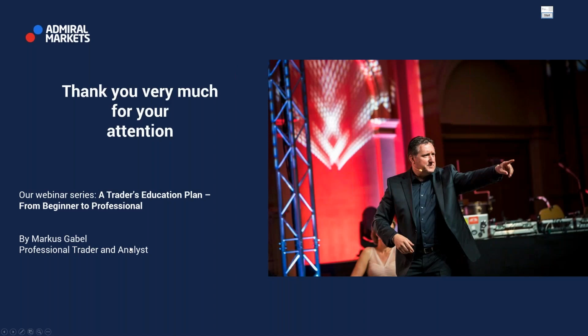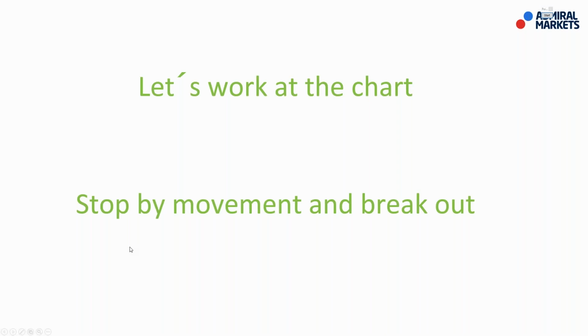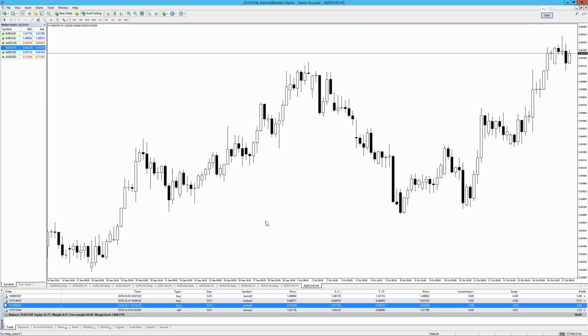So let's work a little bit at the chart, and we want to show how we can use it in the real chart. I have prepared a chart here, and you can see this is a normal chart with normal candles, not Heikin Ashi. It's only a normal chart. I will paint it a little bit for you, and you will see how we can use it by the movement.